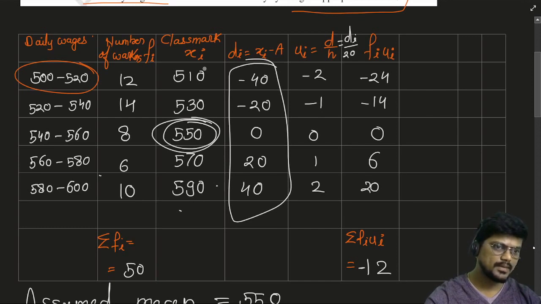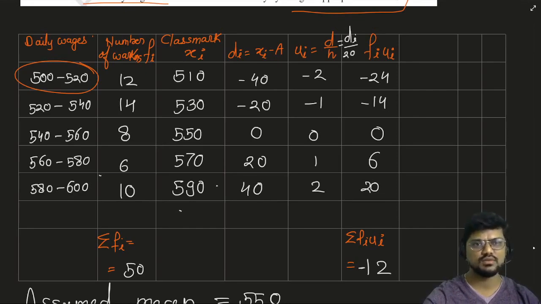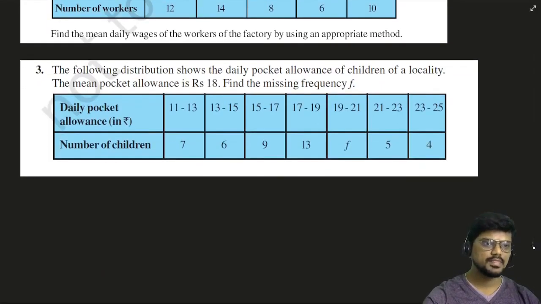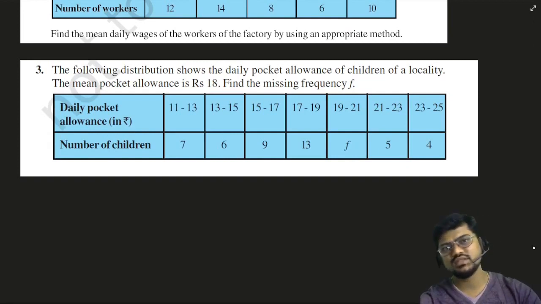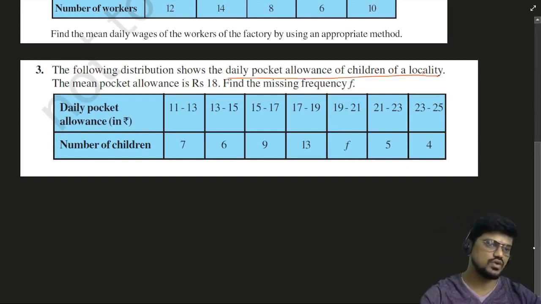Got it? So clear everyone over here? Okay. Fine. Now we'll solve one more sum. Now see this sum. In this sum, they have given the mean. The following distribution shows a daily pocket allowance of children of a locality. The mean pocket allowance is rupees 18. They have already given what the mean is. Find the missing frequency. You need to find this missing frequency.